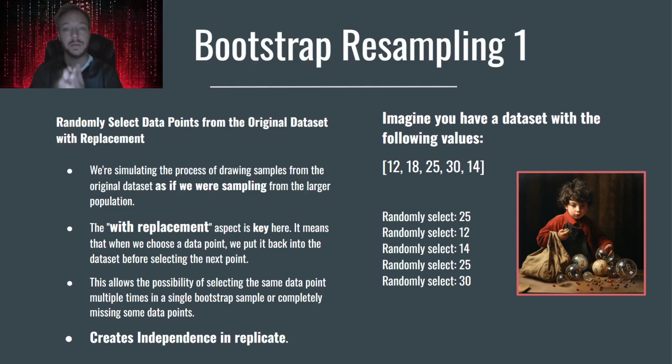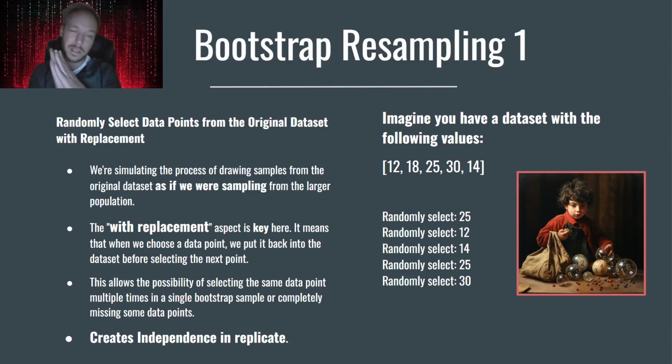Now the idea is we're going to take a ball out, like we have our child here picking balls out of the bag. He's going to take one out of the numbers 12, 18, 25, 30, 14. He's going to take one out, write down the number, and then put it back. And out of the bag again, he's going to draw another one, write down the number, put it back. So you can see here 25, 12, 14, but then 25 again. Now the concept here is that he will be able to redraw the same row or the same ball again.